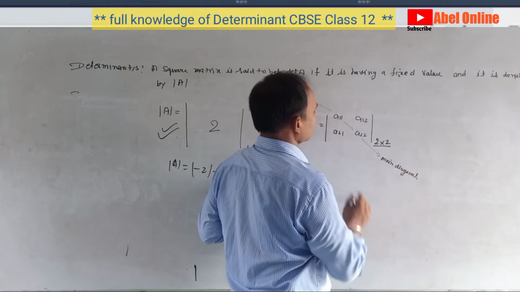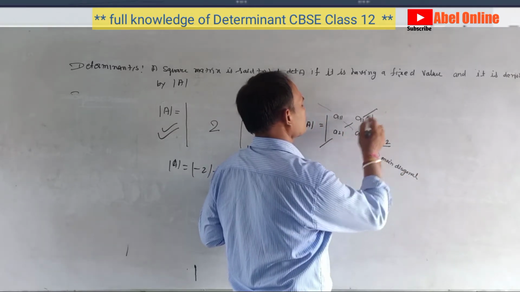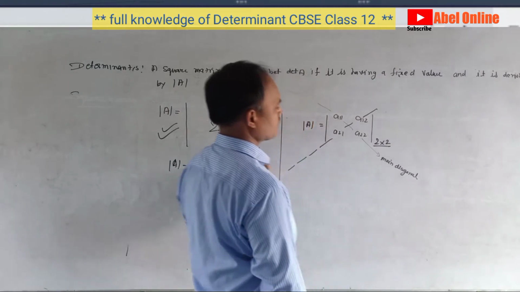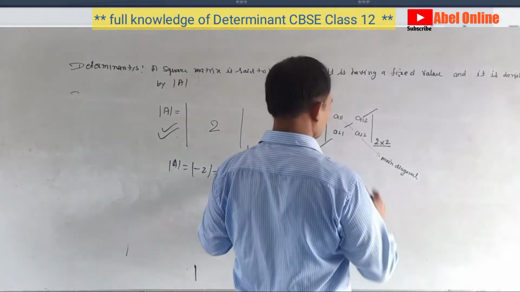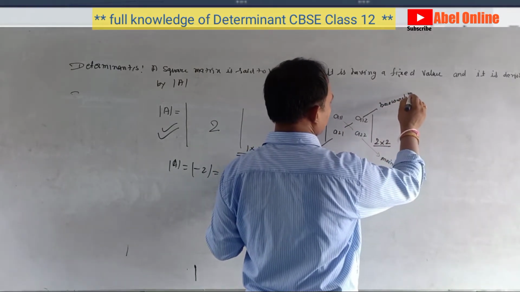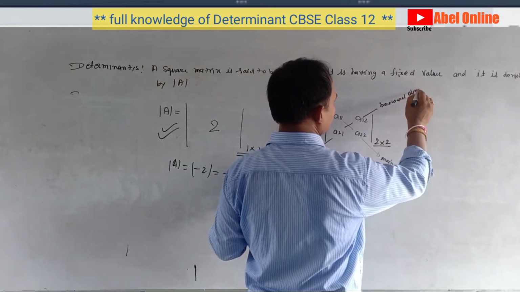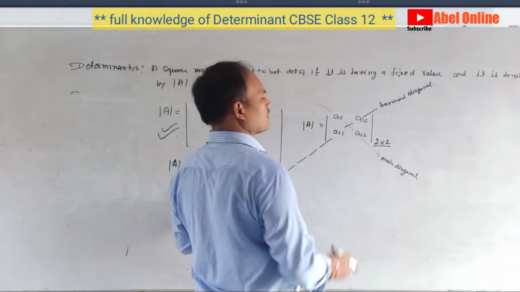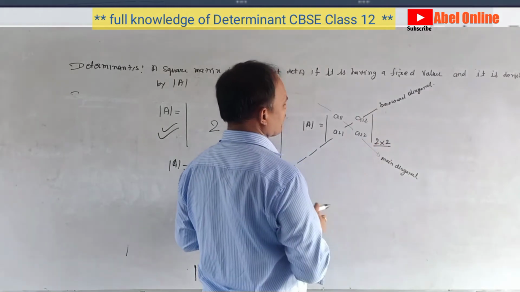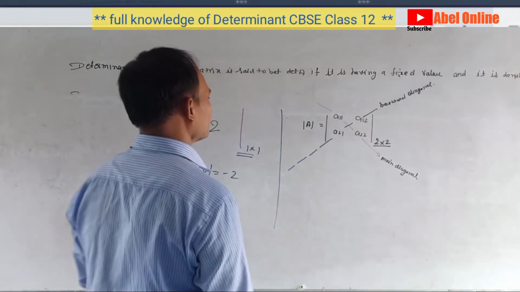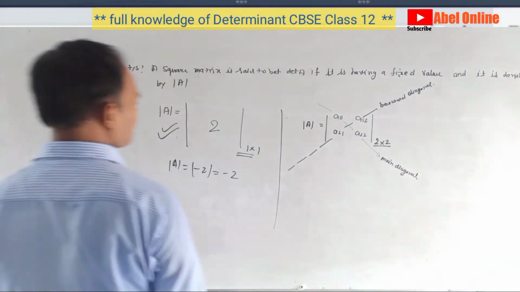It is said to be the main diagonal and this is the backward diagonal. So this is the main diagonal and this is the backward diagonal. Now when we have to find the value of the determinant of A, how can we find it?